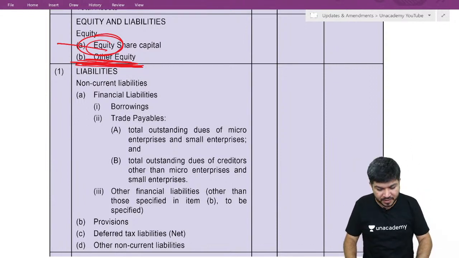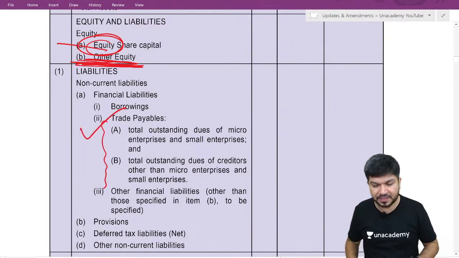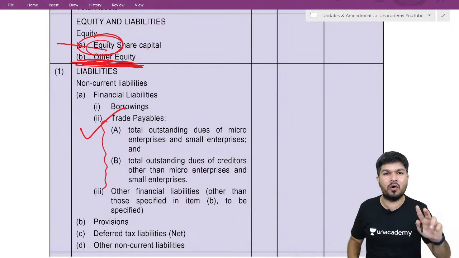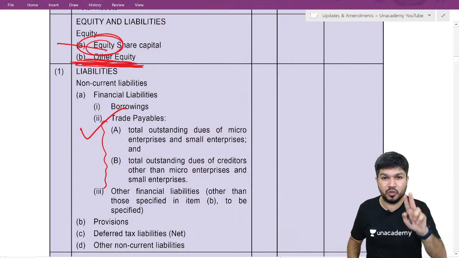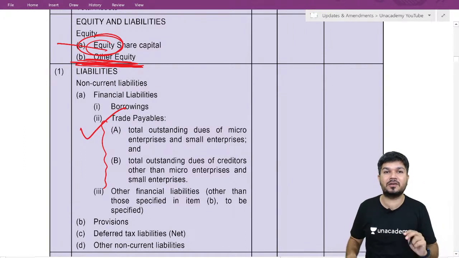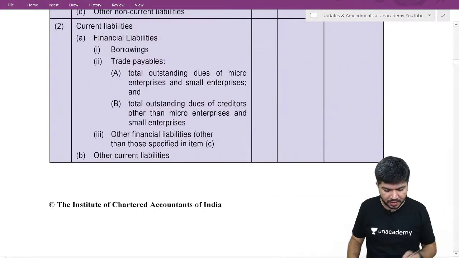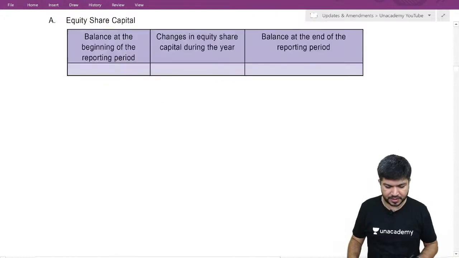Accumulated under other equity. Okay, next, trade payables, you have to bifurcate. Trade payables, you have to bifurcate dues to micro and small enterprises, not micro, small and medium. It's not MSME, it's just micro and small. Dues to micro and small, other than micro and small. That way the bifurcation is required on the face. Okay, this is done.